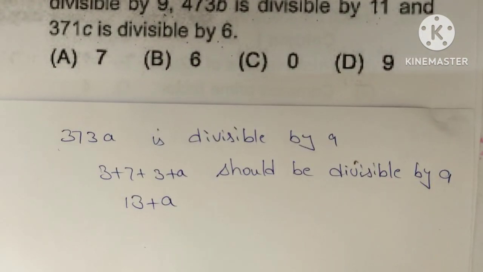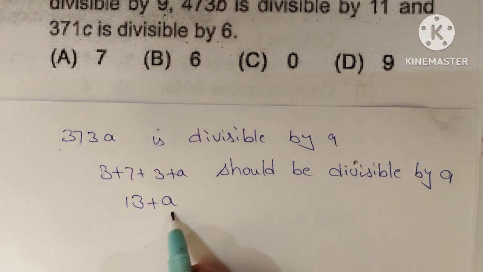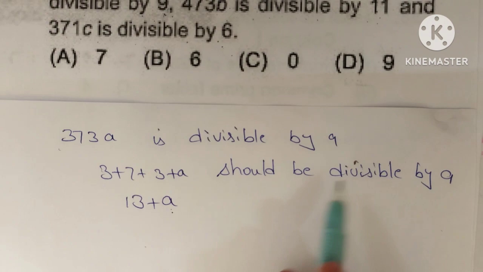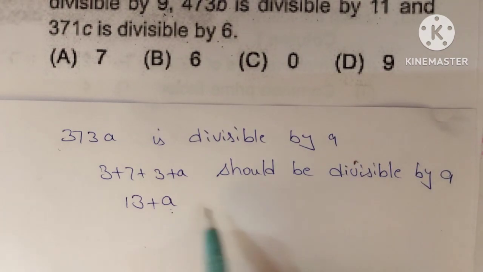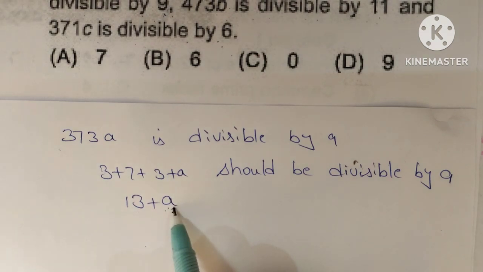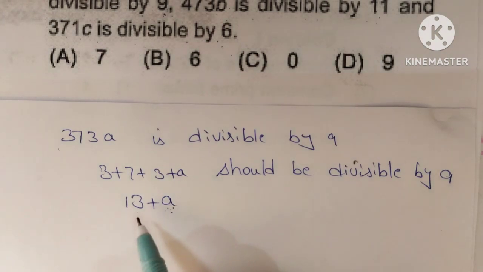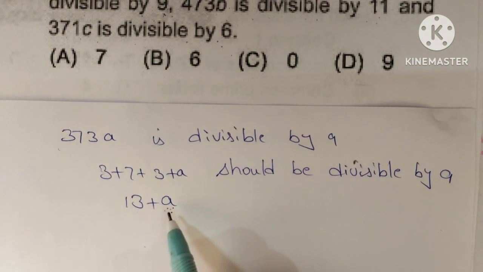Here instead of A we put A equal to 1. 13 plus 1 equal to 14, which is not divisible by 9. A equal to 2. 13 plus 2 is 15. 15 is also not divisible by 9. A equal to 3. 13 plus 3 is 16. 16 also is not divisible by 9. A equal to 4. 13 plus 4, 17. 17 is also not divisible by 9.